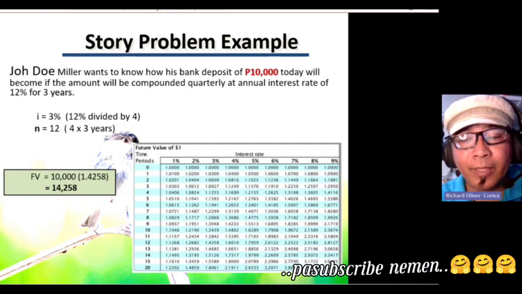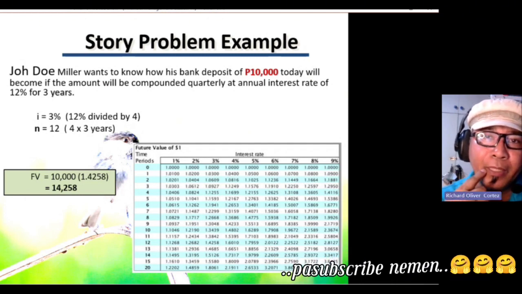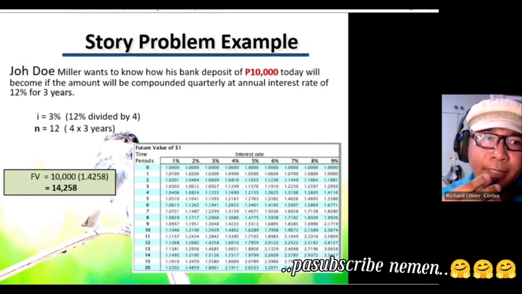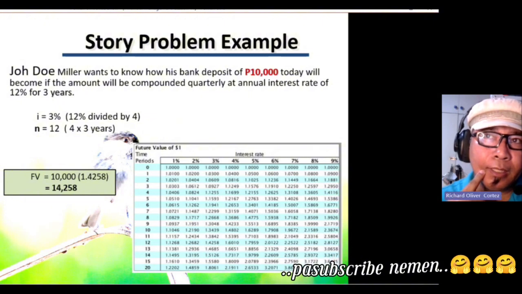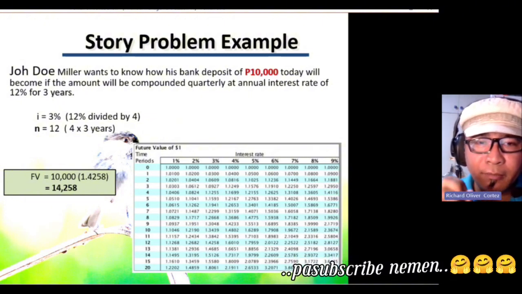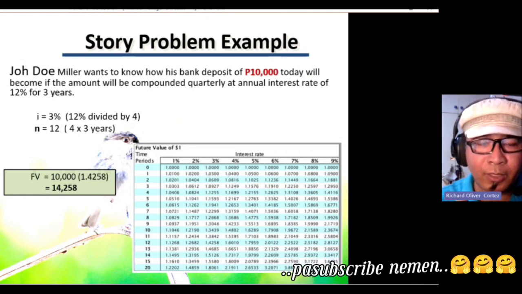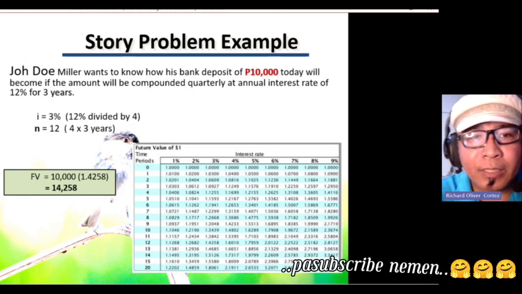Every 3 months, no? January to March, first quarter. April to June, second quarter. Then July to September, third quarter. Then October to December, that is the fourth quarter. So meron tayong 4 na quarters sa loob ng isang taon.